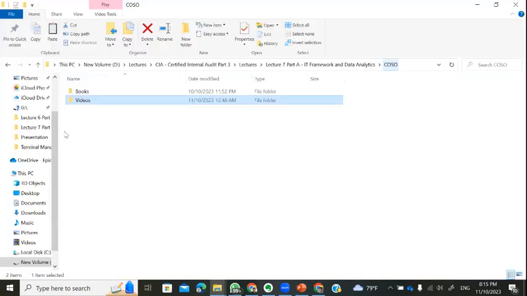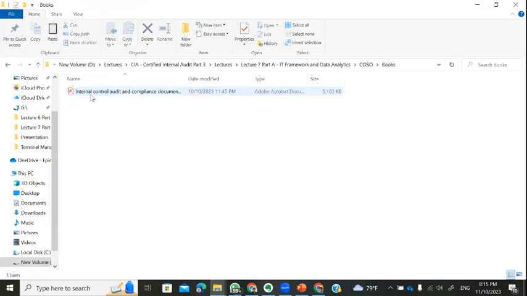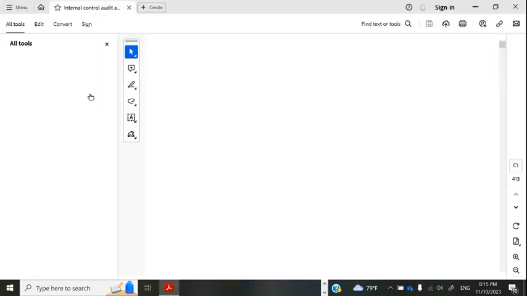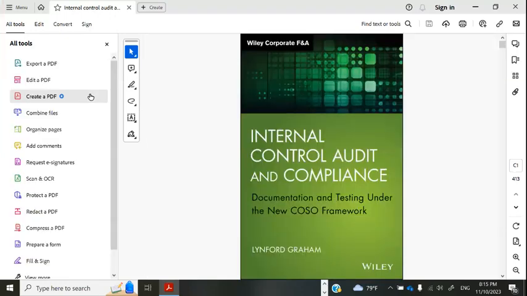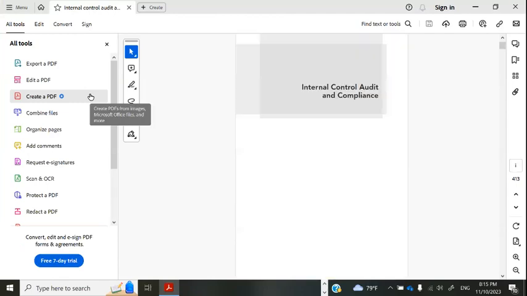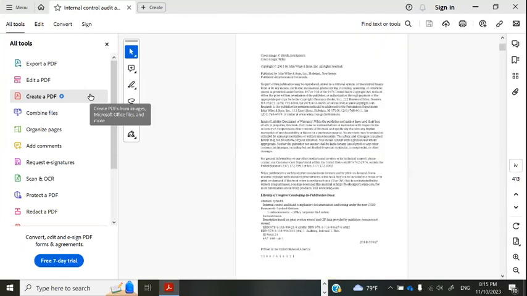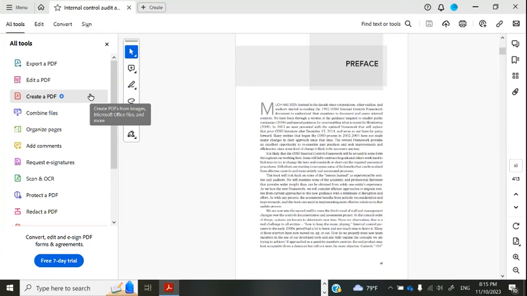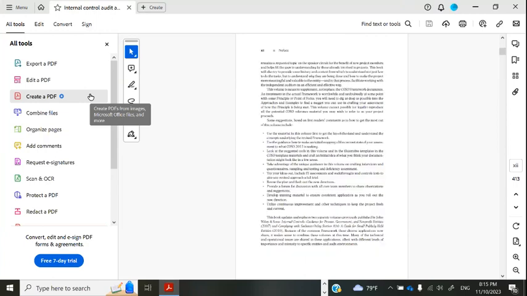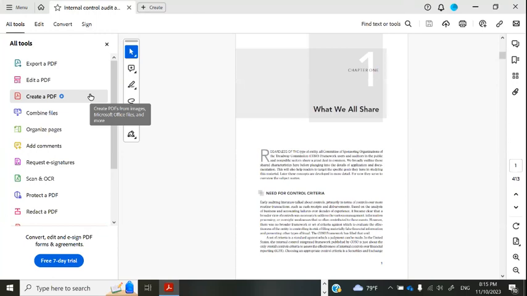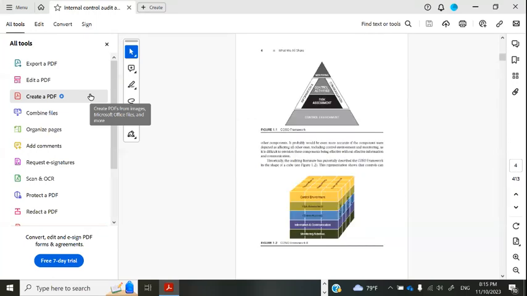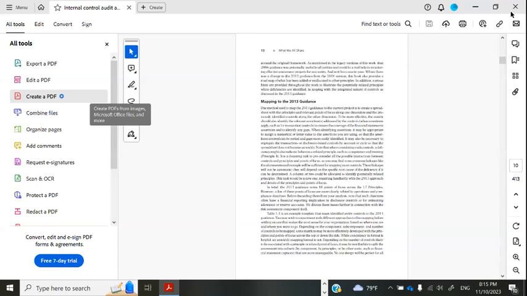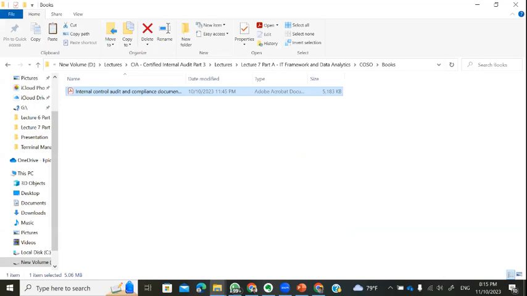So apart from that, I have included a book, Internal Control Audit Compliance with COSO. So this is the latest book. If you are interested in implementing COSO, you can use this book. Or if you have already implemented COSO, and if you are monitoring and auditing, then you can also use this one. This covers everything in this model, which I have explained now. But that's for additional information, so it's not necessary.